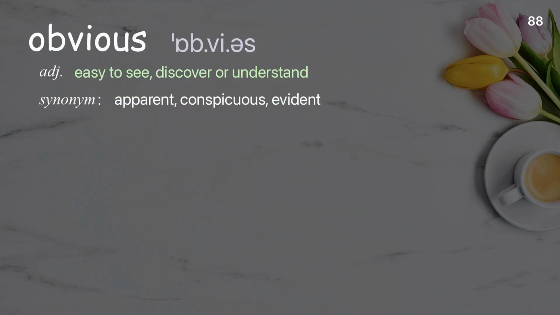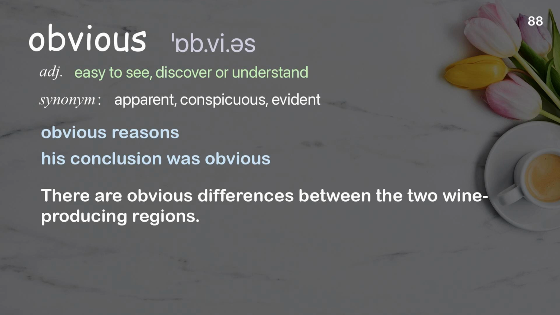Obvious. Easy to see, discover, or understand. Examples: Obvious reasons. His conclusion was obvious. There are obvious differences between the two wine-producing regions.